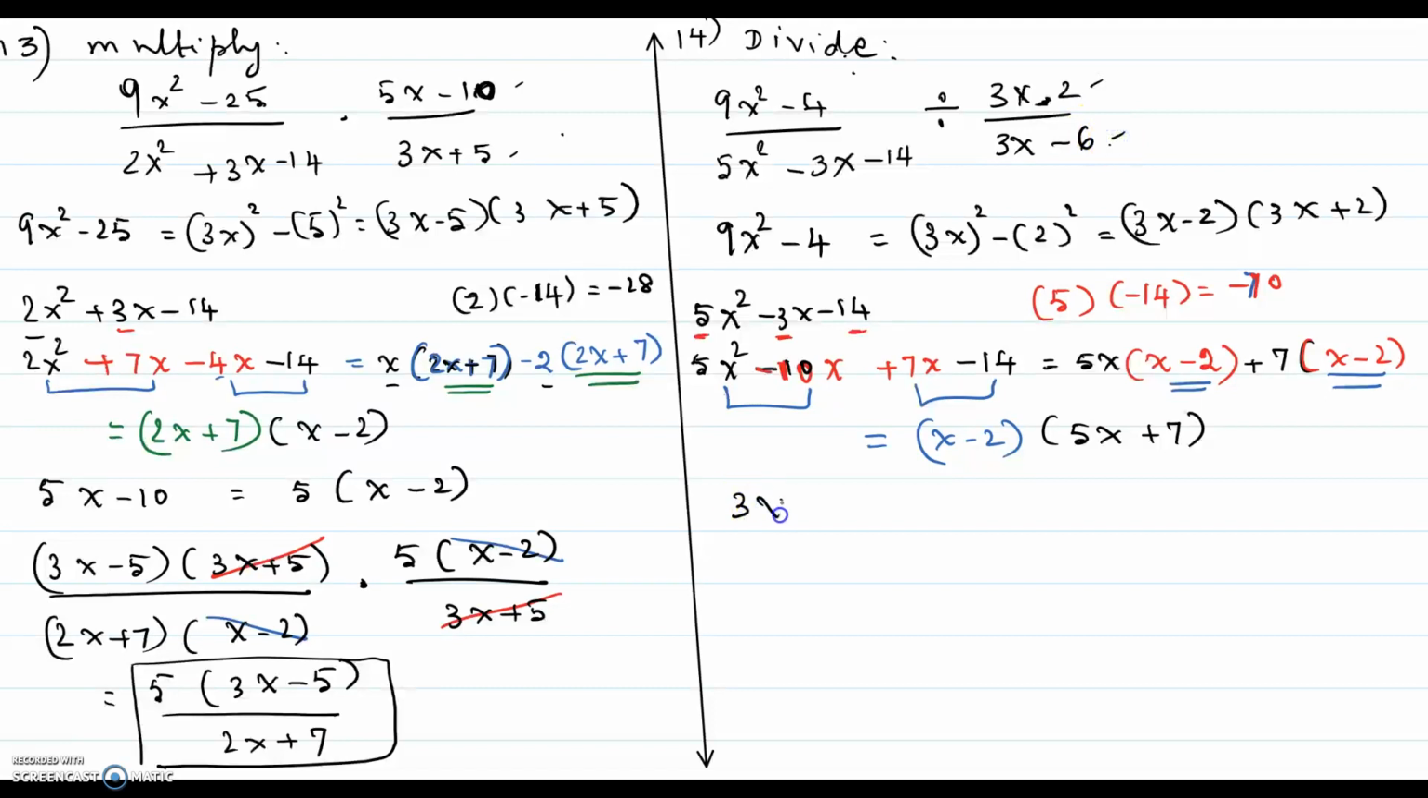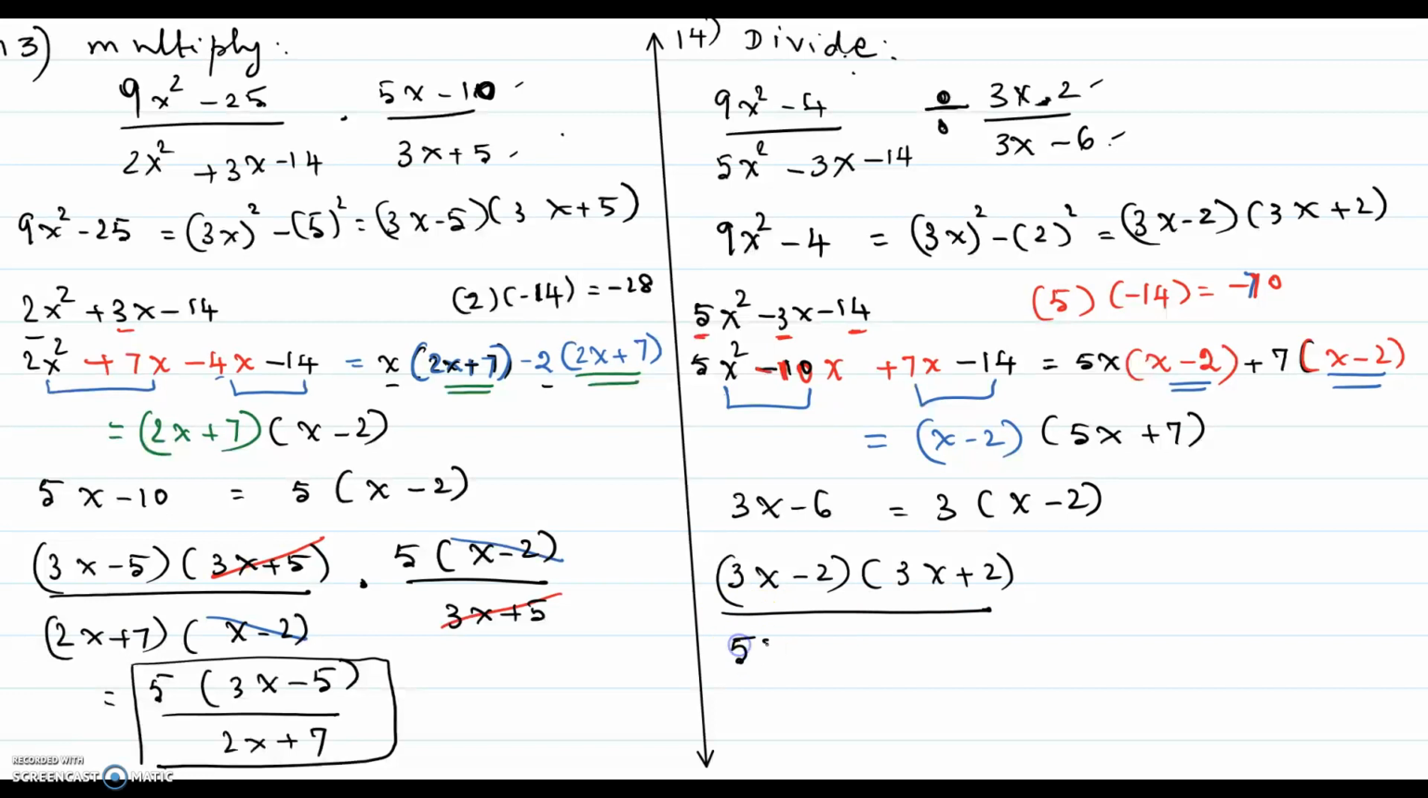3x − 6 can be factored, which is 3 times (x − 2). Now in this problem, unlike the earlier problem, it is divided by, so we have to flip and multiply the second expression, which is (3x − 2)/(3x − 6). So we'll write everything in the factored form. So it is now (3x − 2)(3x + 2) divided by (5x + 7)(x − 2). Then we are going to flip and multiply the second expression.